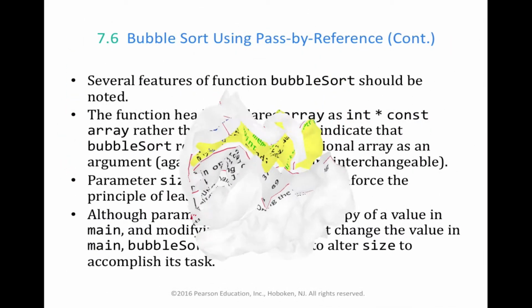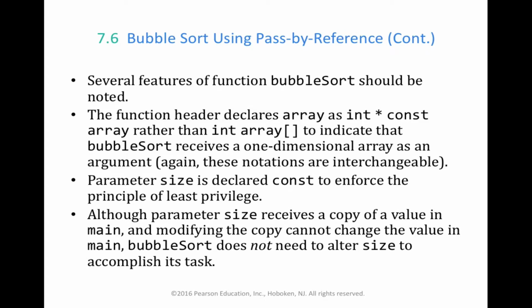So I think that makes things very, very easy. Several features of the bubble sort function should be noted. Of course, our function header declares an array as an int pointer const rather than an integer array to indicate that the bubble sort receives a one-dimensional array as an argument. Again, it doesn't matter. These notations are interchangeable.